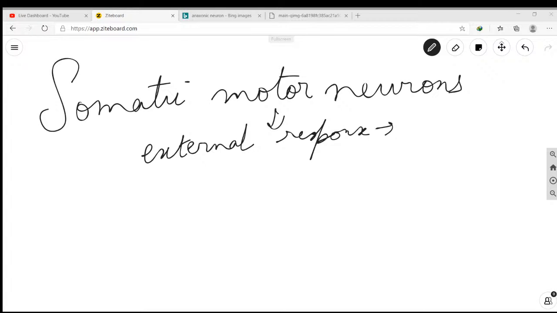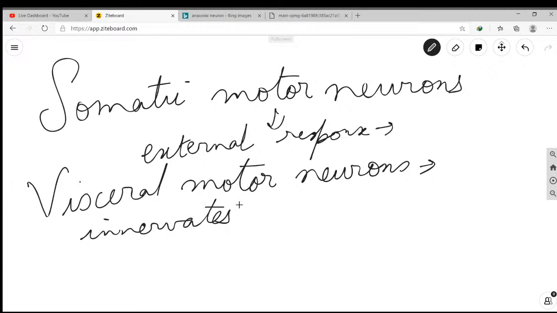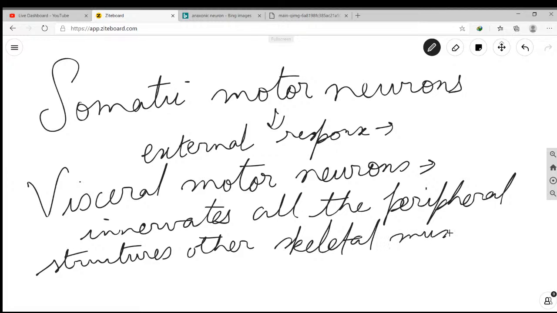Visceral motor neurons are also there, which innervate all the peripheral effectors other than skeletal muscles. They innervate all the peripheral structures, meaning all the organs outside the CNS other than skeletal muscle, which are not in our somatic control, which are in our autonomic control, the autonomic nervous system. Meaning you cannot control your heartbeat, your kidney filtration, peristalsis. Those are conducted by the visceral.